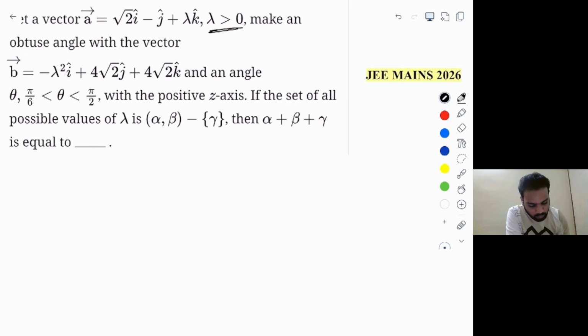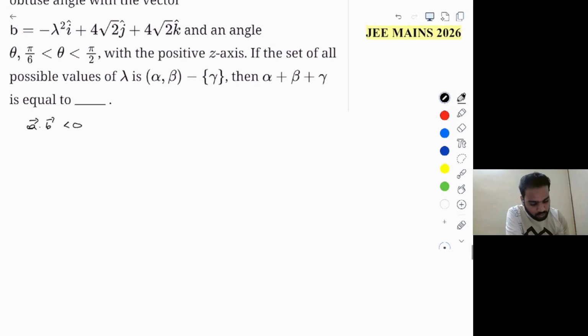So what do we know? If the angle between a bar and b bar is obtuse, then we can say that a bar dot b bar should be less than 0. This is our property. Don't forget that. If it is acute, a dot b will be greater than 0. If it is obtuse, a dot b will be less than 0. And if it is a right angle, a dot b will be equal to 0.